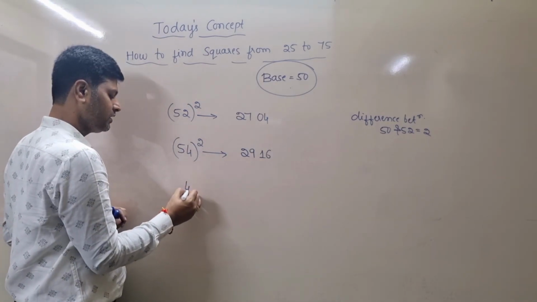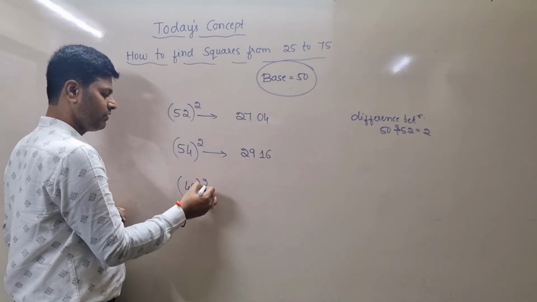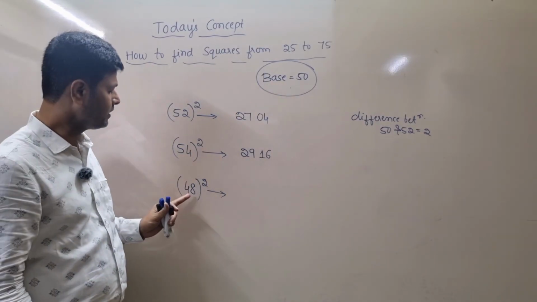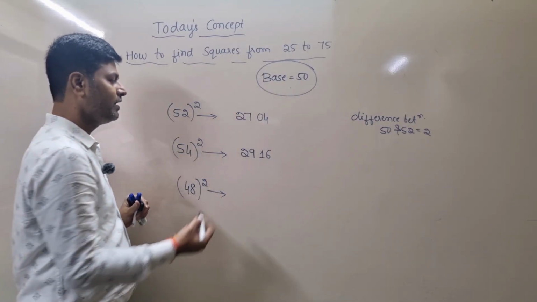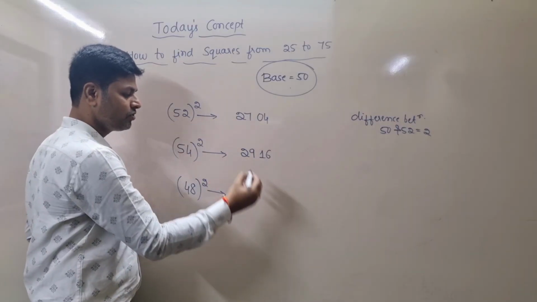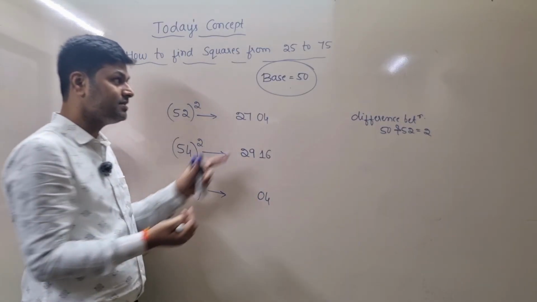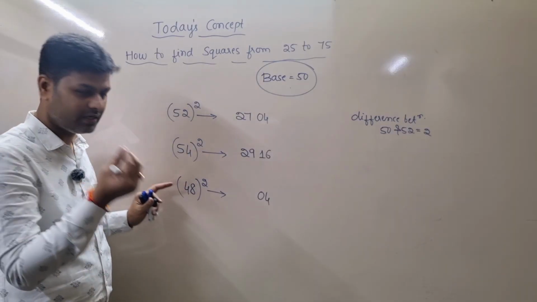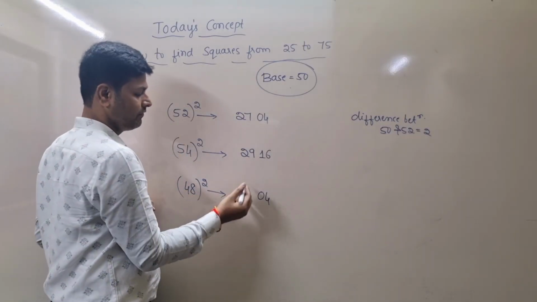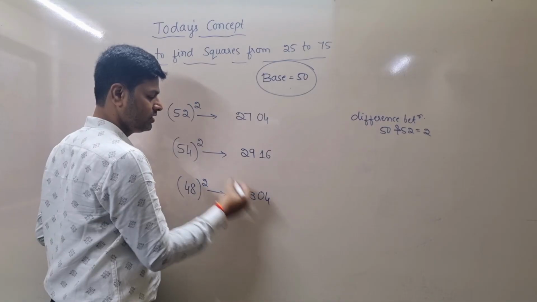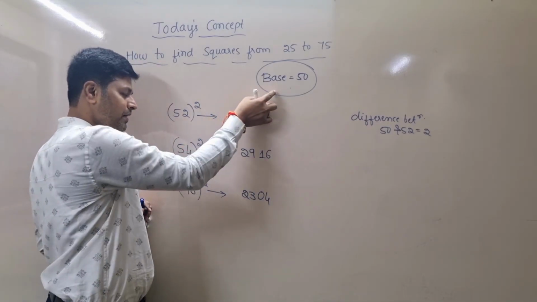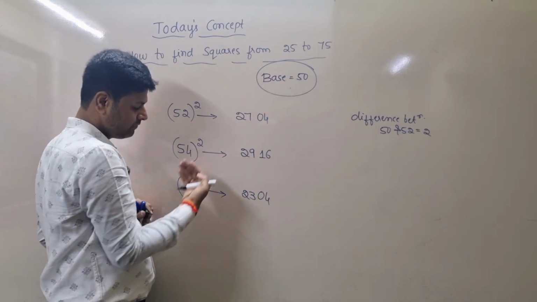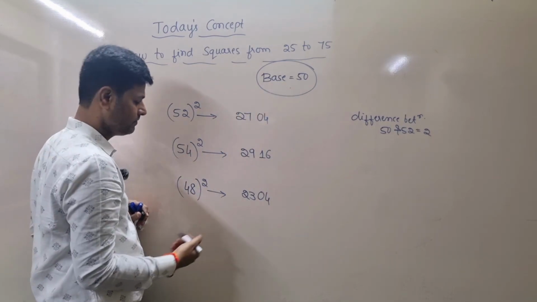Suppose I am going through 48 square. Compared to 50, 48 is 2 less. The difference is 2, and 2 square is 04. Compared to 50, 48 is 2 less, so that you subtract from 25. So 25 minus 2 is 23. If it is more compared to 50, it means 25 plus. If it is less compared to 50, it means 25 minus.